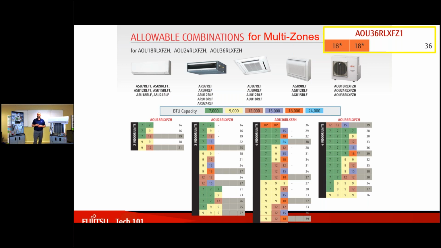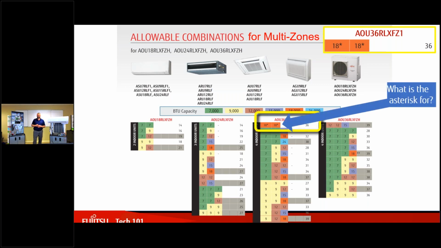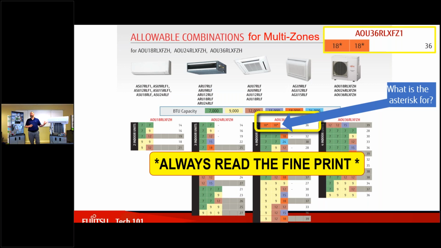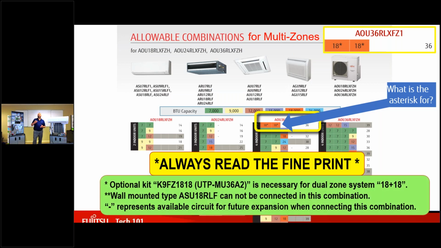Notice that it has an asterisk next to it. What is that for? Well, that means we're going to go to the bottom of the page, read the fine print, and find out what it is. And in this case, we're going to have this K9FZ1818.